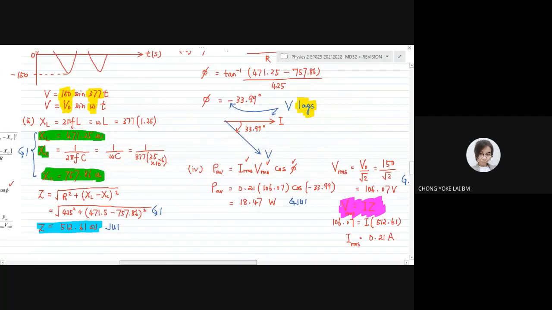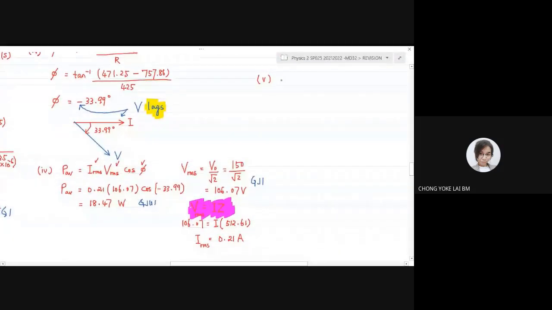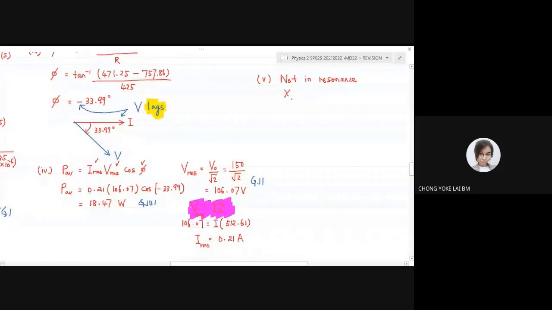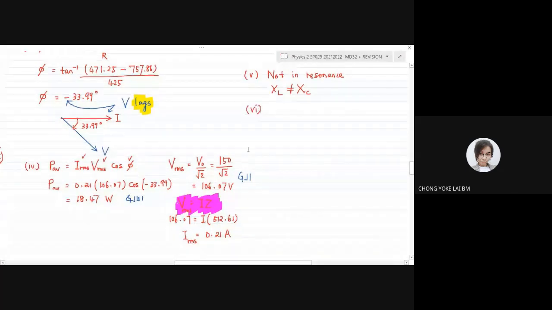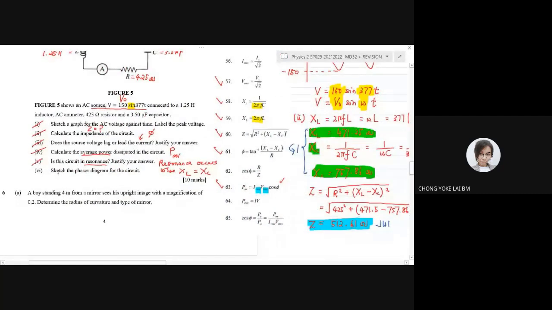Okay. So untuk soalan 5, our answer will be no. The circuit is not in resonance. Why? How you justify your answer? Because the value of XL is not equal to XC. Okay? Dan question satu lagi: sketch the phasor diagram for the circuit. Okay, soalan last nak cari phasor diagram. Nak sketch phasor diagram.